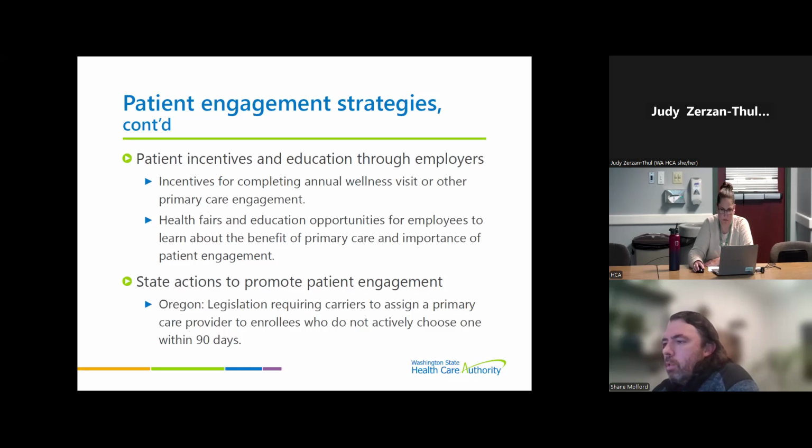And that's essentially just creating a relationship where one hasn't been selected. That can create a locus of accountability where the practices can reach out to the patients that have been assigned to them, even if the patient hasn't yet reached out. So kind of the key takeaway here is, again, everyone has a role. There's lots of different strategies that can be effective at bolstering primary care utilization through patient engagement. And ultimately, we're going to have to think through which ones might make sense for Washington, and importantly, which ones might make sense as a committee recommendation.